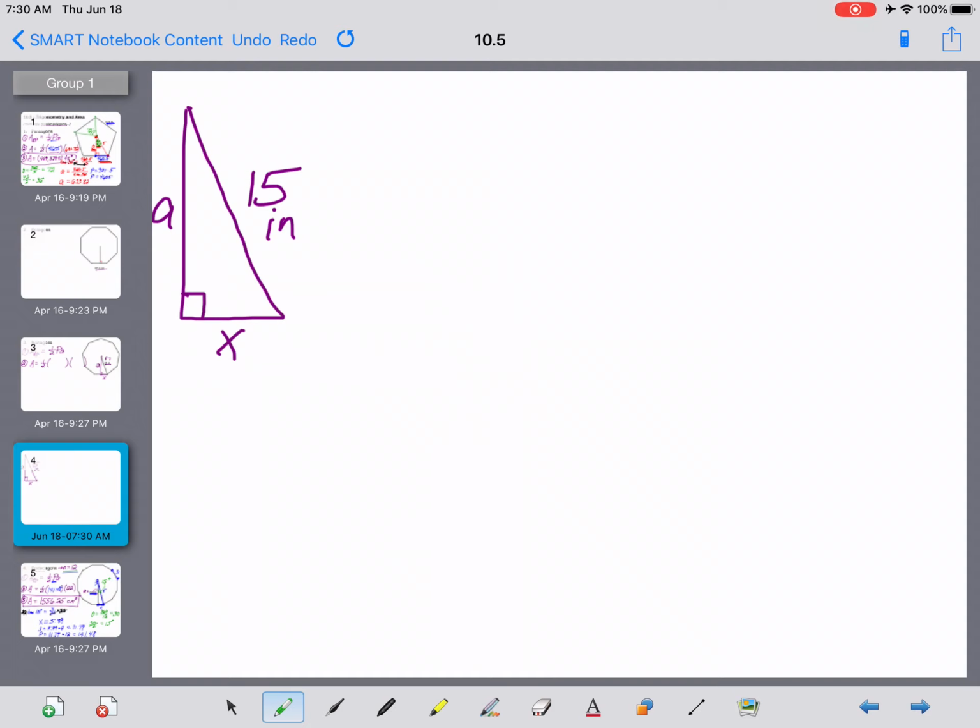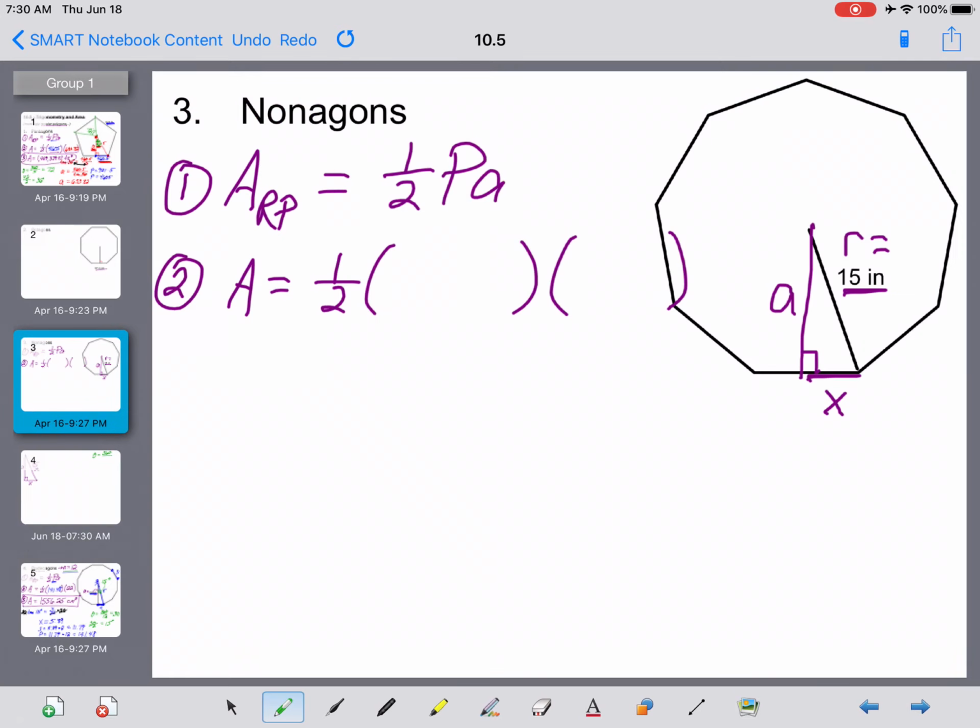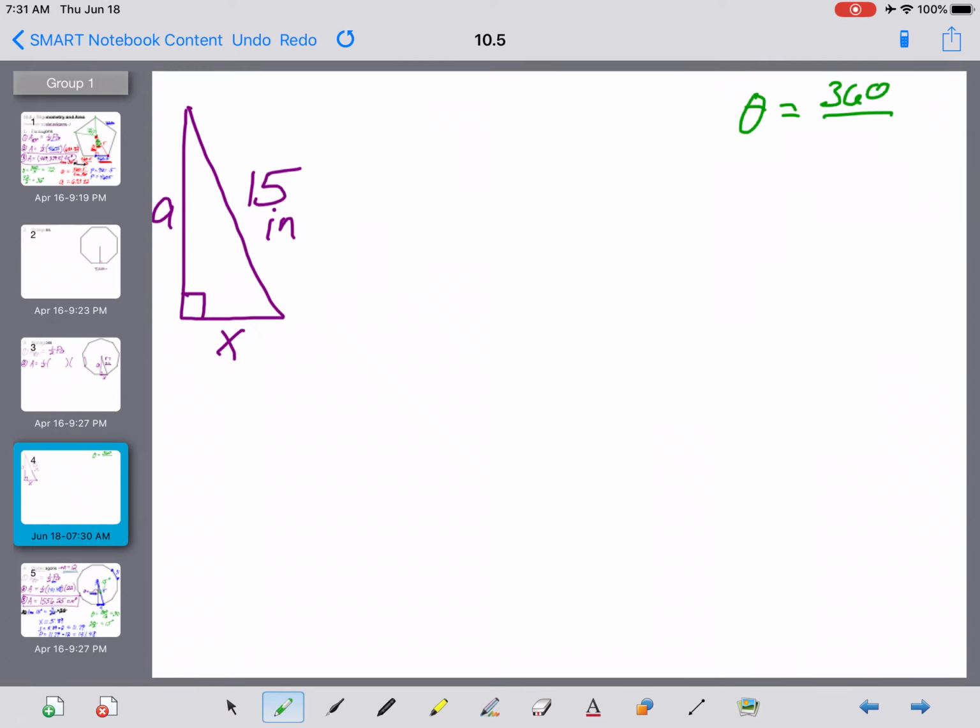First things first, we've got to figure out theta. So theta is 360 divided by the number of sides that you're dealing with. In a nonagon, everybody, count them up if you need to, we're dealing with 9 sides. So 360 over 9 gives us a 40-degree central angle. Then for our angle, we always take that and divide it by 2.